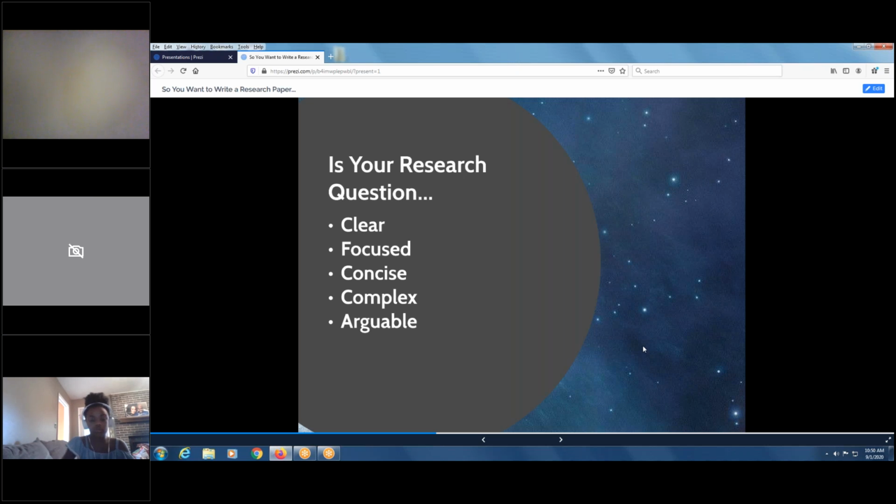Next, is your research question complex? Now, if you can answer your question with a yes or a no, it's not complex enough. If you can find the answer to your research question with a quick Google search, it's not complex enough. And lastly, is your research question arguable? So your research question needs to be open to debate. It cannot be accepted fact. So how the solar system operates is an example of a complex subject, but the answer to that question is accepted fact, right?